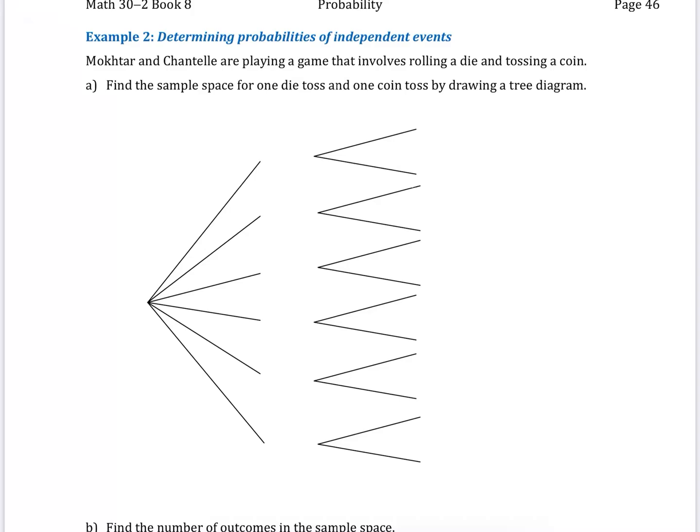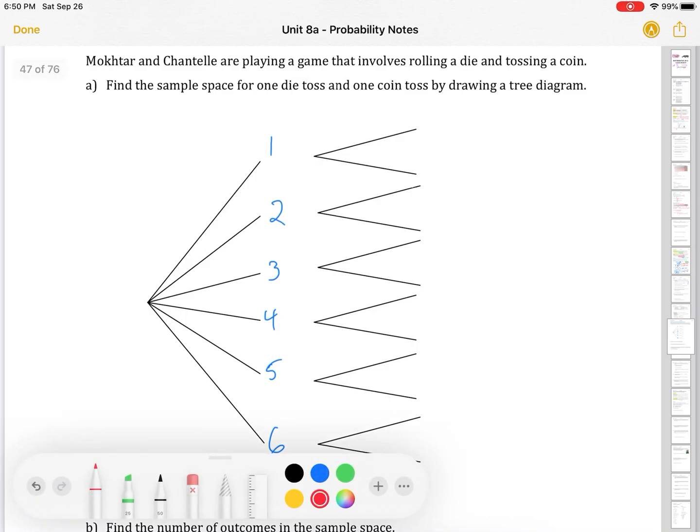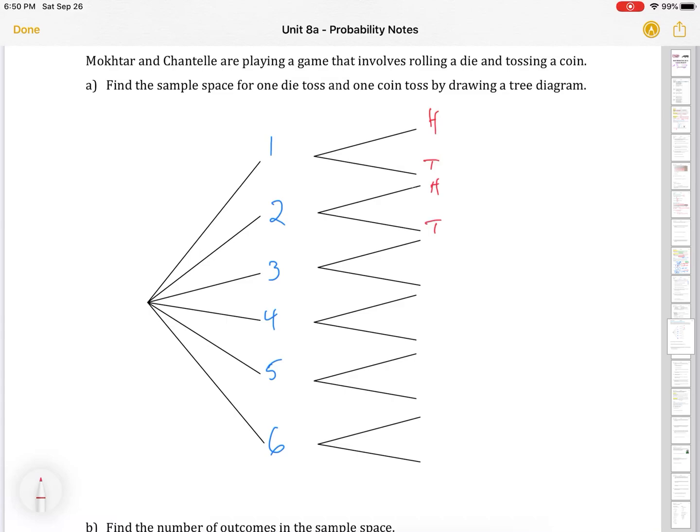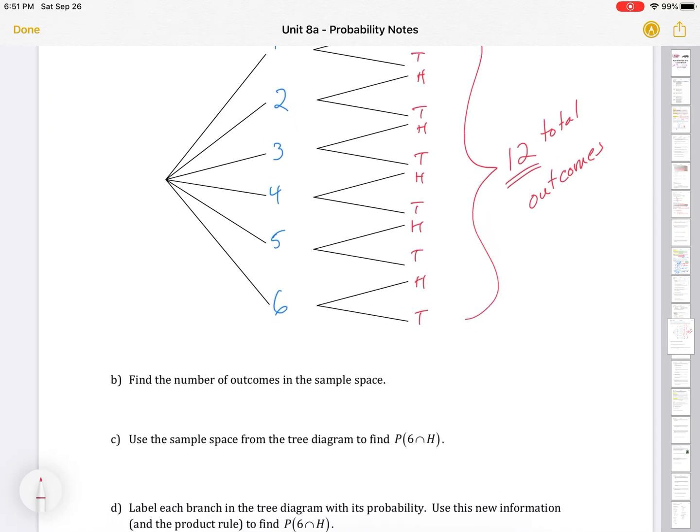Now, example number 2. Determining probabilities of independent events. So, Mokhtar and Chantel are playing a game that involves rolling a dice and tossing a coin. Find the sample space for one die toss and one coin toss by drawing a tree diagram. So, we roll our die. We could get a 1, 2, 3, 4, 5, or 6. And then we do our coin toss, so we could get heads or tails, heads or tails, heads, tails, heads, tails, heads, tails. Total outcomes, 12.